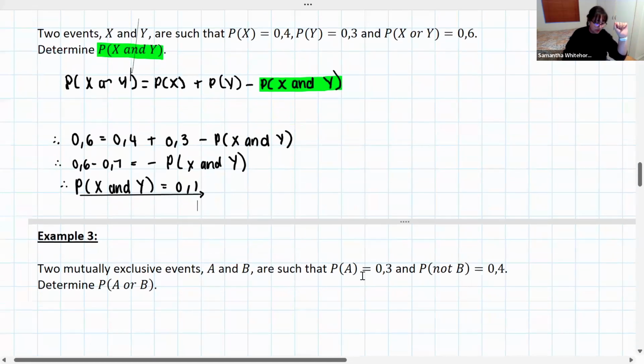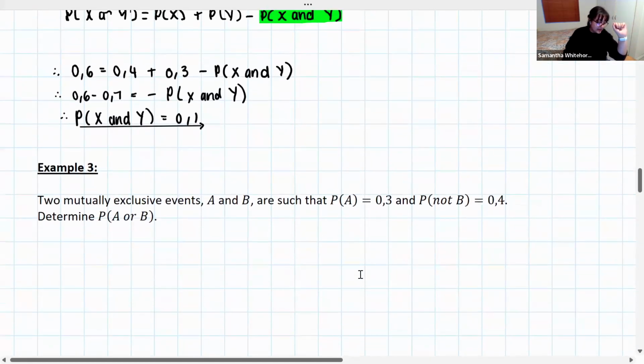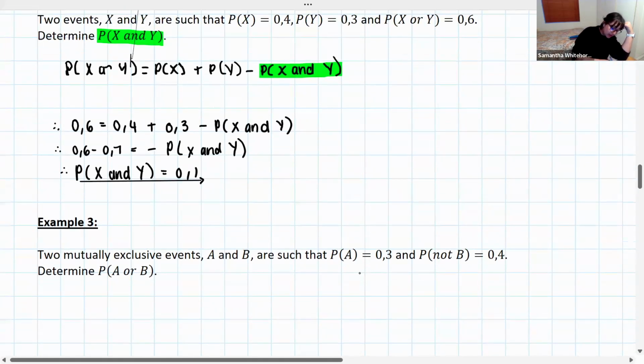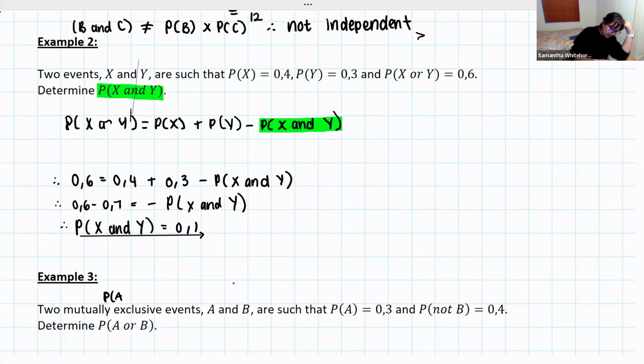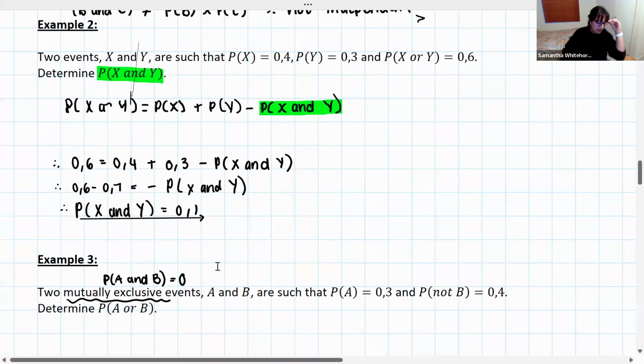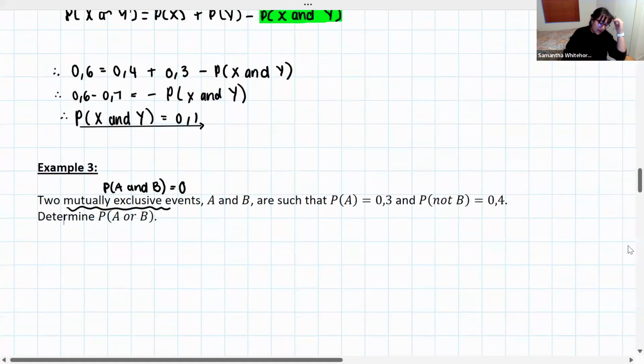Right, something like example 3. I'll come back so you can screenshot in a second. I just want to do example 3. Something like example 3 is now where we're giving you a bit of information about your events. So it says 2 mutually exclusive events. The second you see that, you automatically know that they have no intersection. So the probability of A and B, both of them happening at the same time, is 0. That's what that means. So 2 mutually exclusive events A and B are such that the probability of A is 0,3, and the probability of not B is 0,4. Determine the probability of A or B.